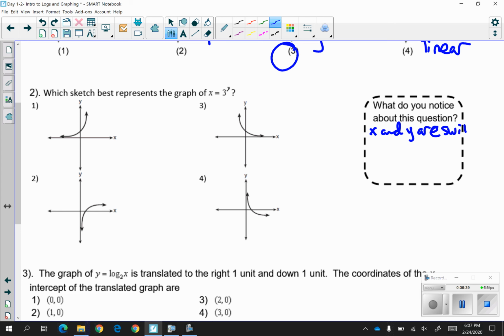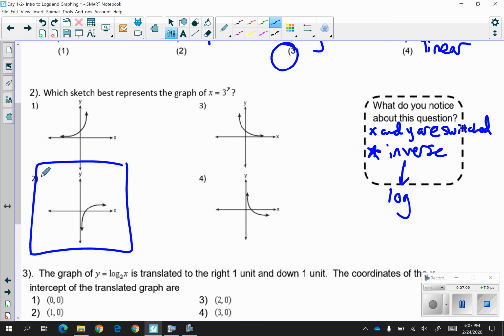And if you think about it, when your x and y values are switched, that's a good indication of you starting to find the inverse. So it's not asking for which one's an exponential function. They're asking for which one is the inverse of an exponential function. And that means they're asking for a log graph. And the only one that's a log graph is choice 2.